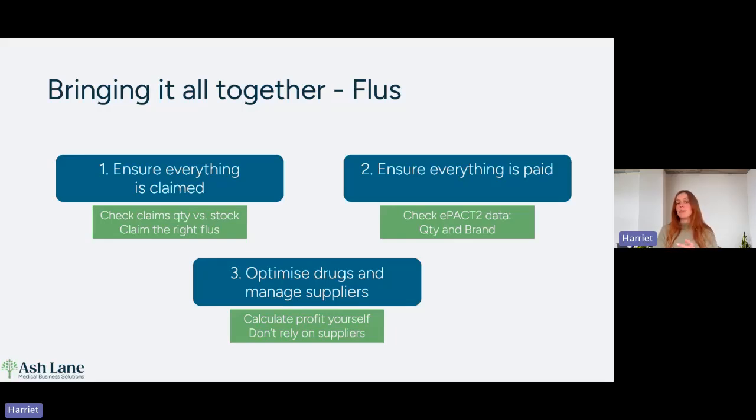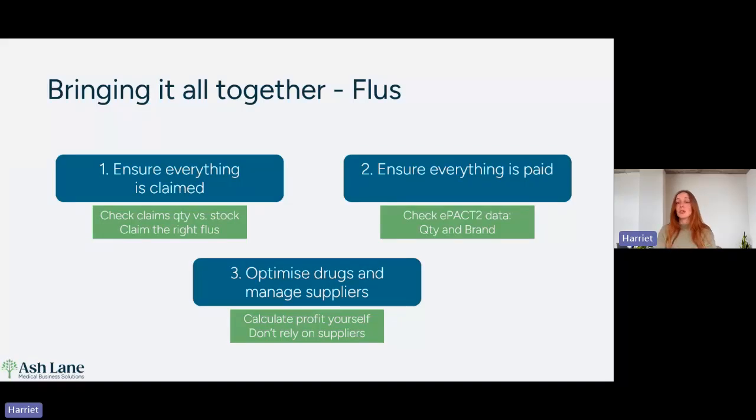You can do this by monitoring how many you have in stock versus how many you have ordered and received. The difference between the two should match up to the number that you have claimed. What's really important is also claiming the right flus, and I'll speak about that more in just a moment.